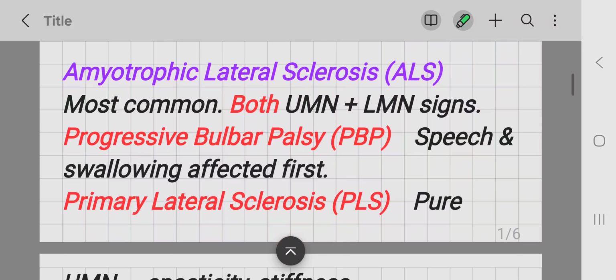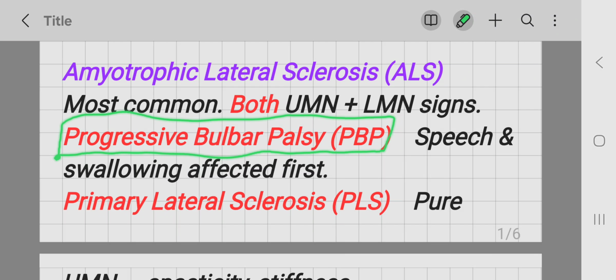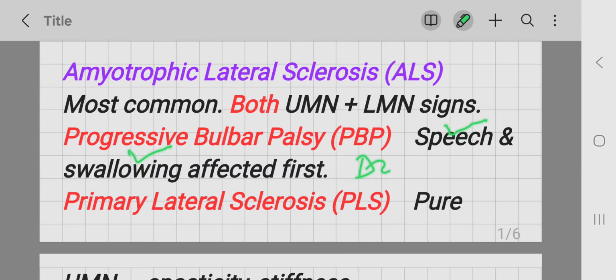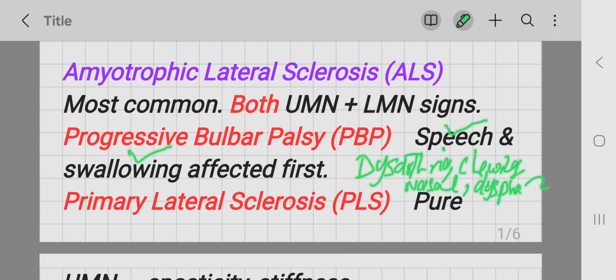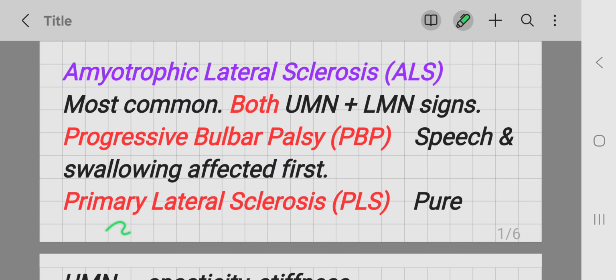Second type is progressive bulbar palsy. Progressive bulbar palsy, as the name indicates, involves the brainstem. Therefore, there is involvement of speech and swallowing. So, the patient has dysarthria, chewing difficulties, nasal speech, and dysphagia. These patients have worse prognosis and there is always a risk of aspiration pneumonia.